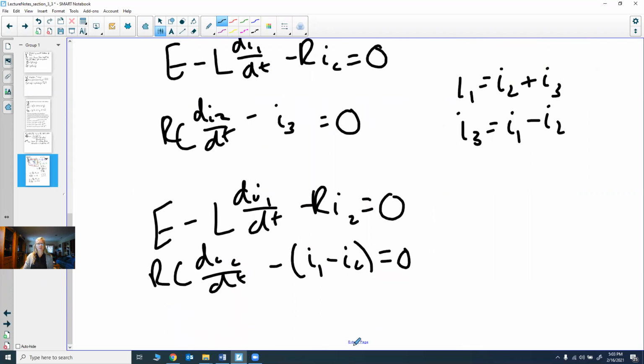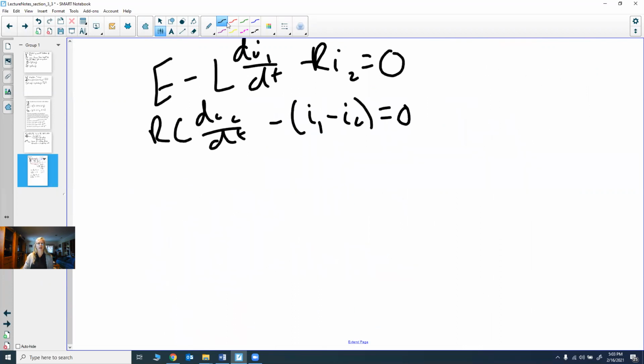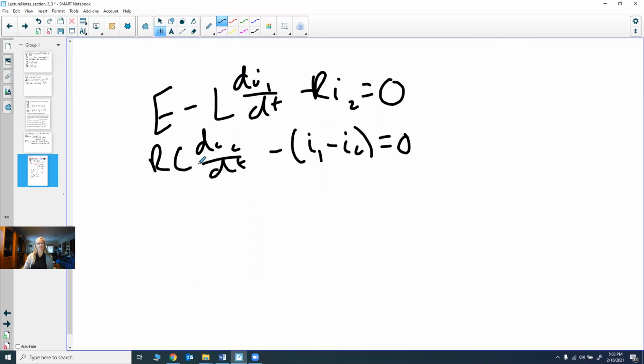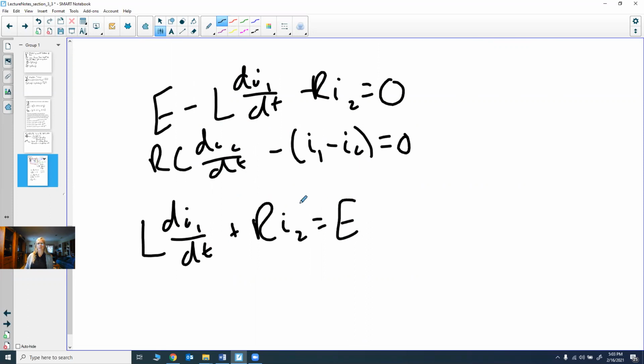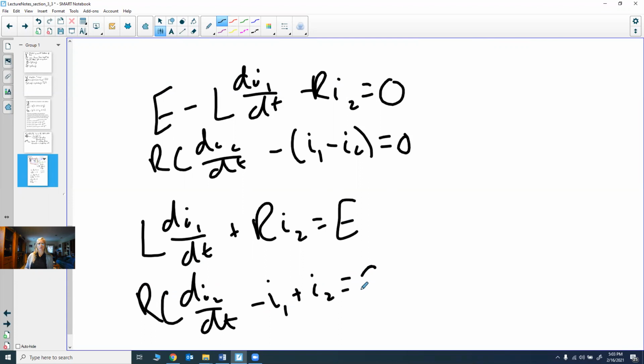So we basically now have our system, two equations and two unknowns. We have an I1, we have an I2, rates of change going on here. The last thing we might want to do is get our derivatives together. So we have L di1 dt plus R I2 equals E. So get the derivatives, the dependent variables on the same side and get our constant function on the other side. And then this one was RC di2 dt minus I1 plus I2 equals 0.